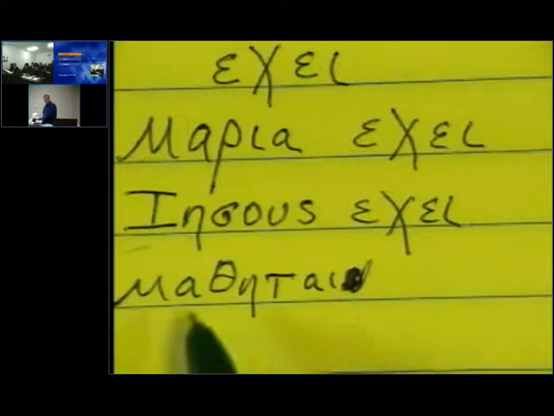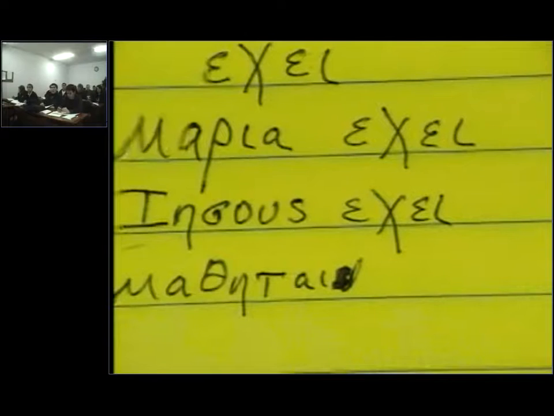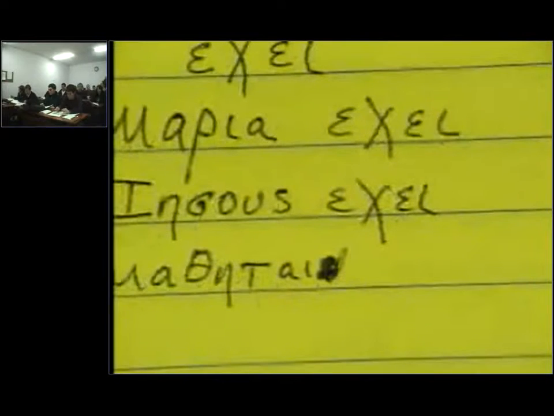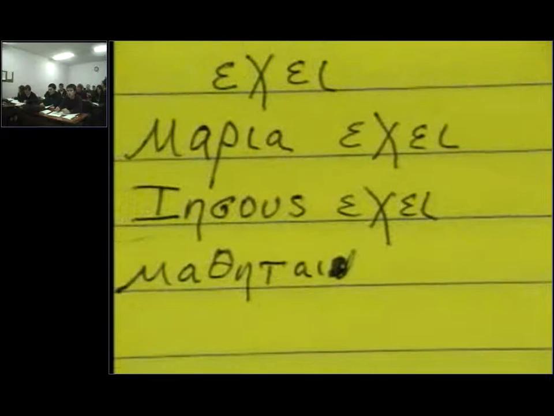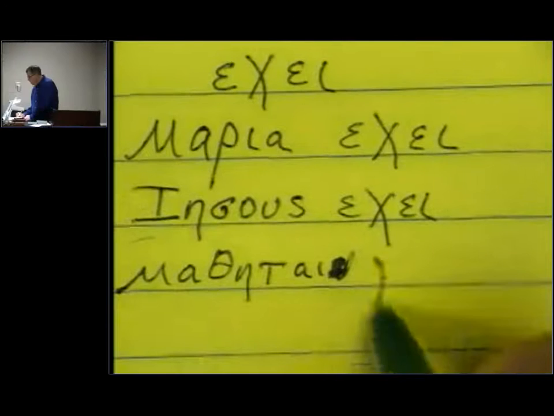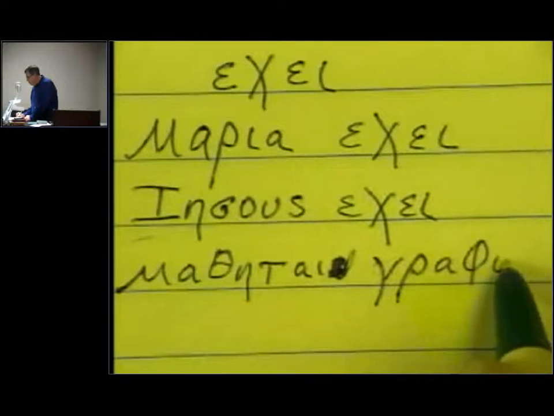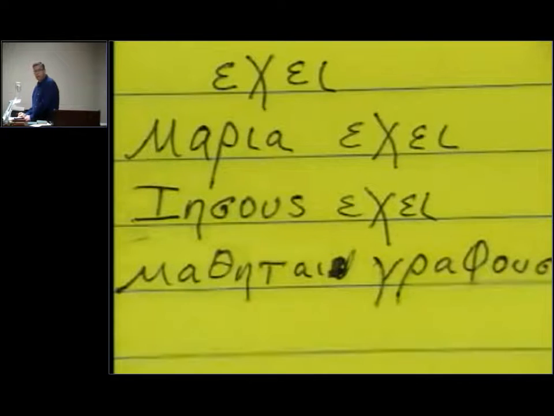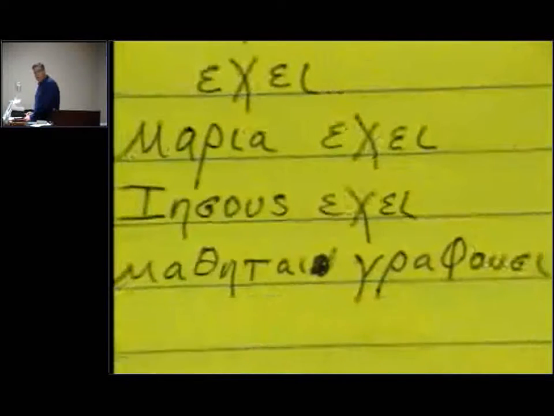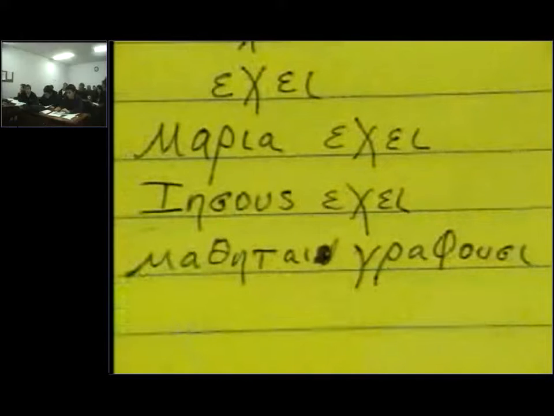How would I finish this and say disciples write? Okay, so it would be grafusi. Because it's the disciples, they write, see?